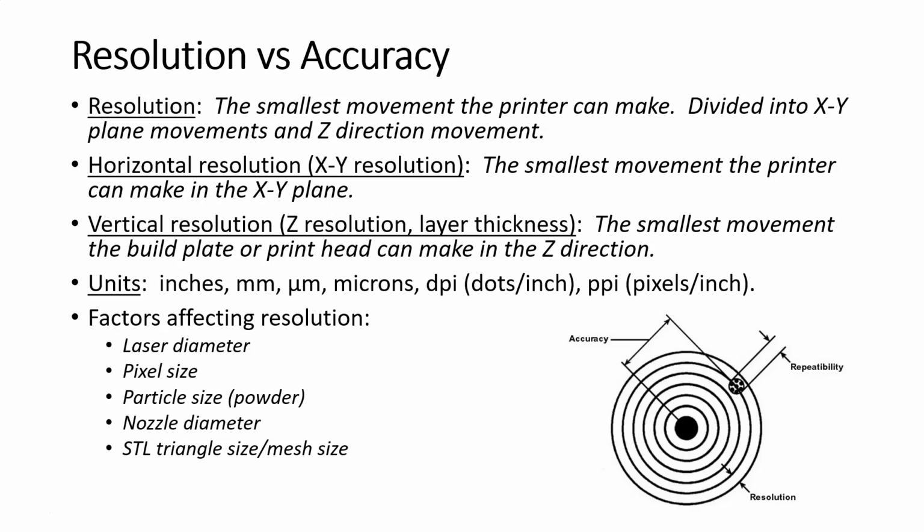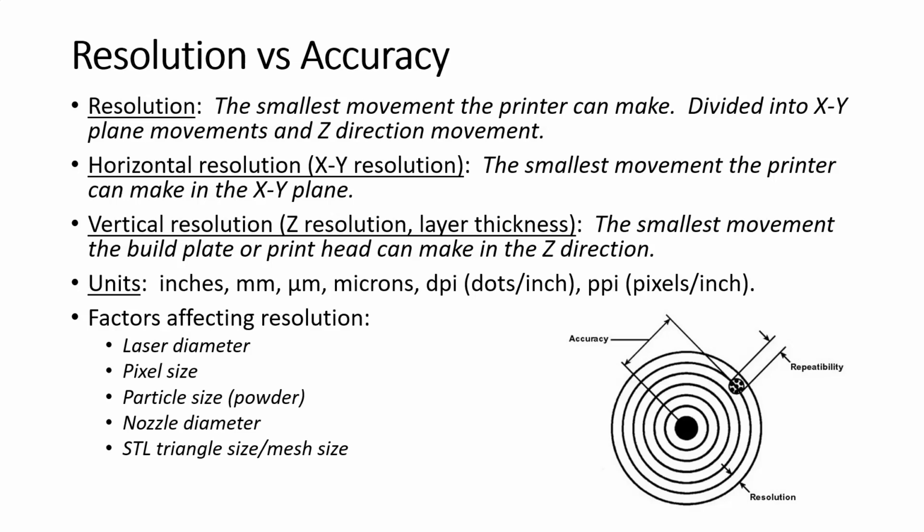The XY plane resolution, also known as the horizontal resolution, is the smallest movement the printer can make in the XY plane. Usually these are different motors, okay? The horizontal resolution and the vertical resolution. And there's also different settings that can control, especially when we talk about the vertical resolution or the Z resolution, all right?